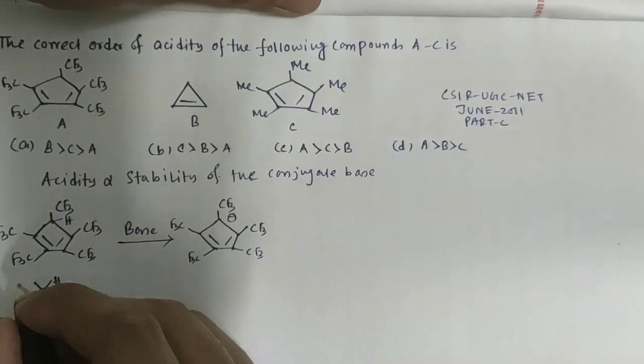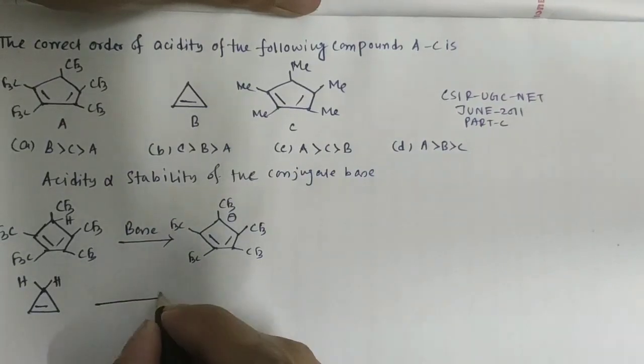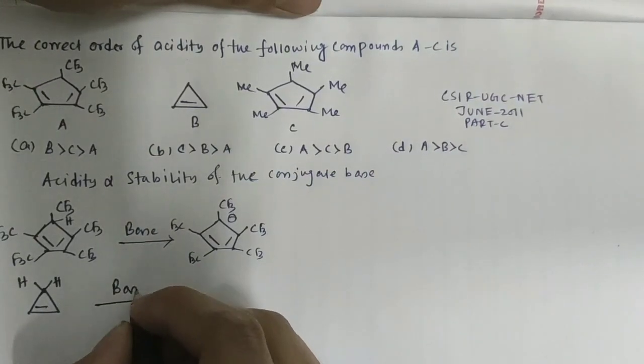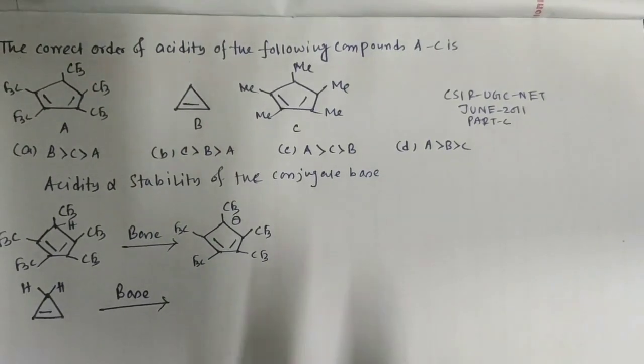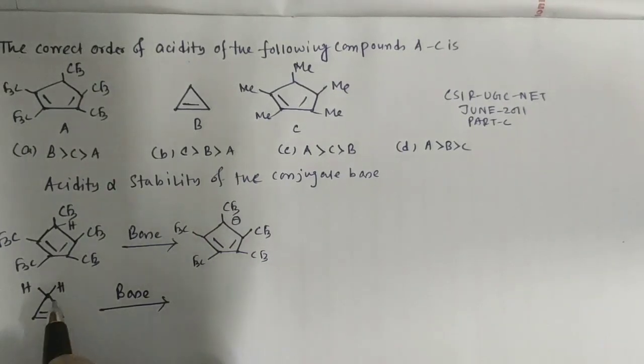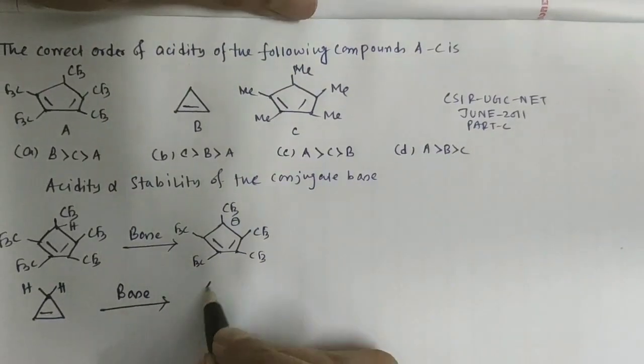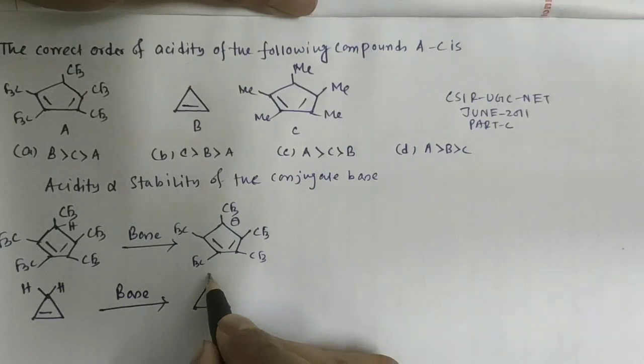there are two protons, okay. So we are considering that we are using one equivalent of base, right? So we are using one equivalent of base, so one proton will be removed. So this will form this.